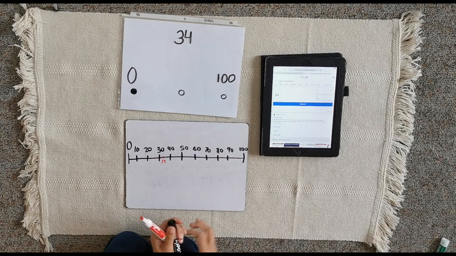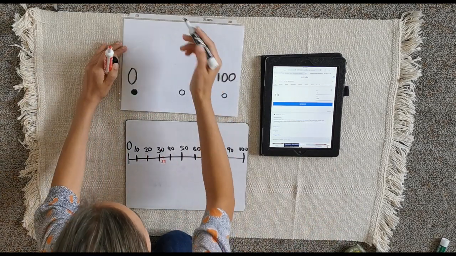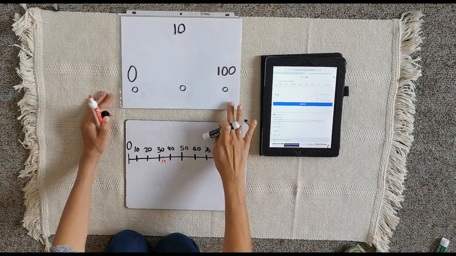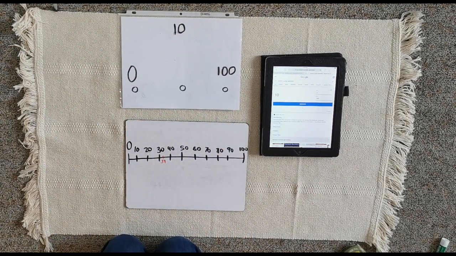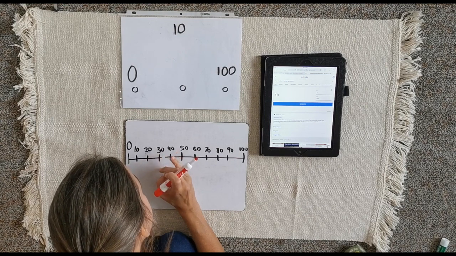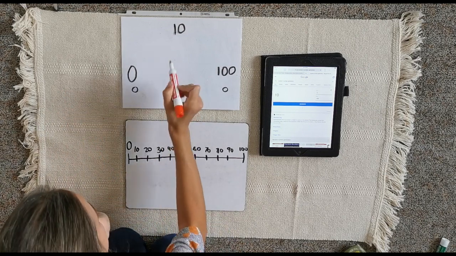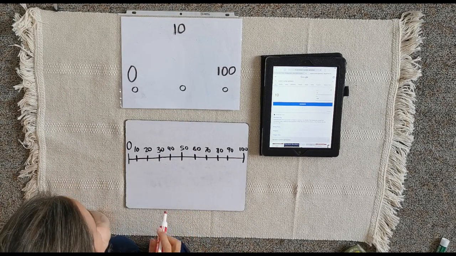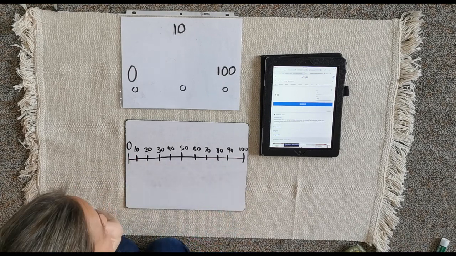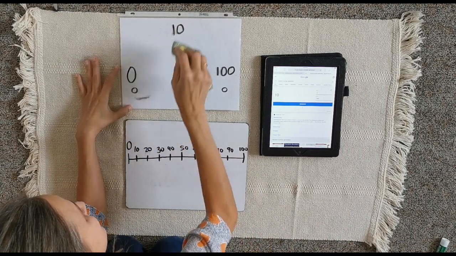Let's do another number. 10. Thank you, number generator. I'm gonna erase 34. Take your time, no rush, guys. 10 is over here. Easy. Is 10 closer to 0 or closer to 100? Clearly it's closer to 0. Yeah, you were right. Muy bien.